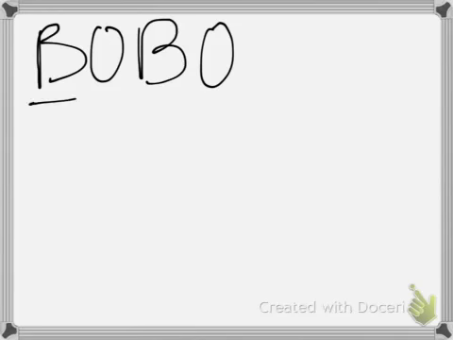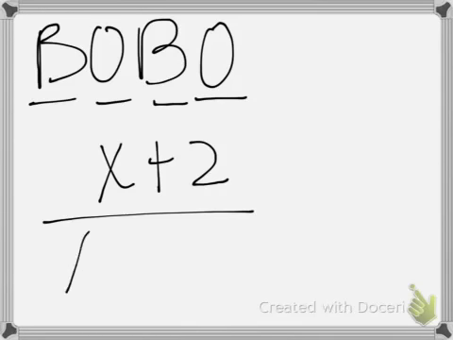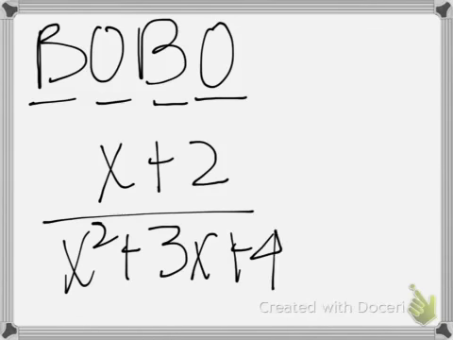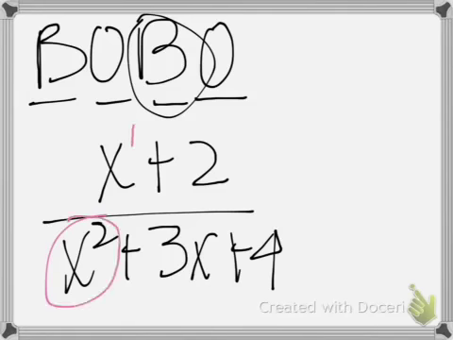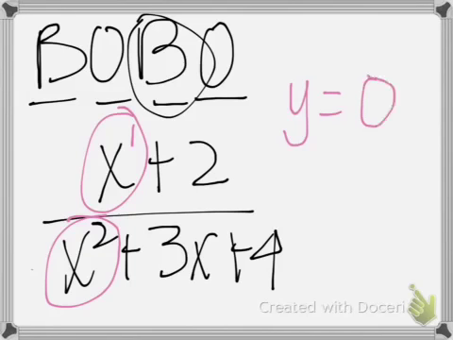And then the last one is Bobo, which is bigger on bottom, y equals 0. Okay, so it'd be like x plus 2 on top and x squared plus 3x plus 4 on bottom. The reason it's bigger on bottom is because for this example, x squared is on the bottom and x to the first is on top. And if it's bigger on bottom, y equals 0. So that would be your horizontal asymptote. Okay.